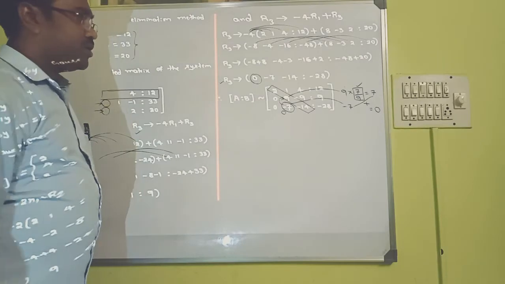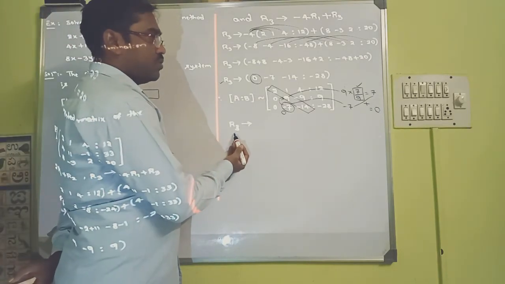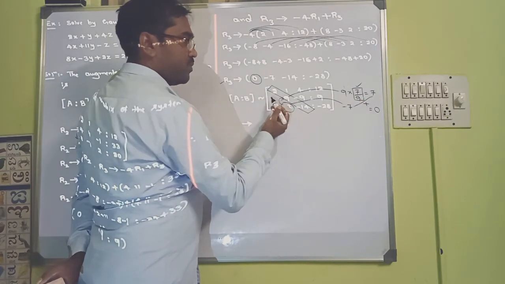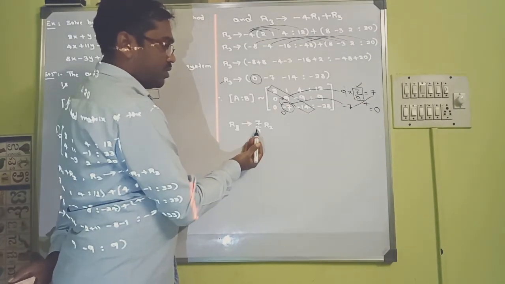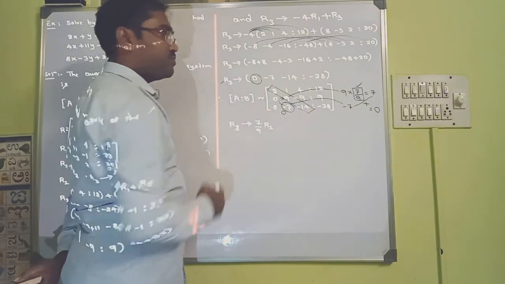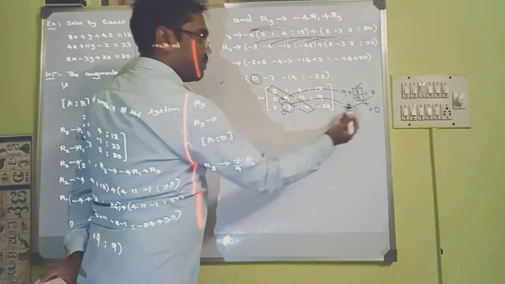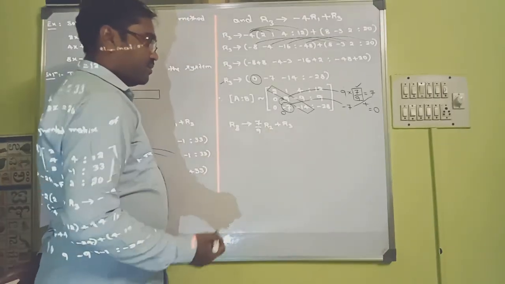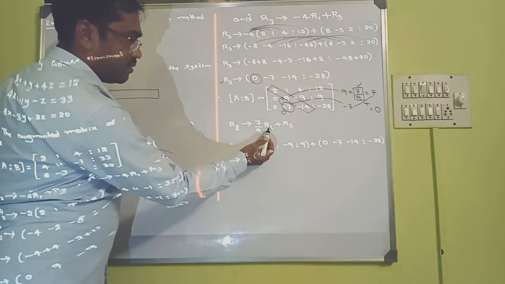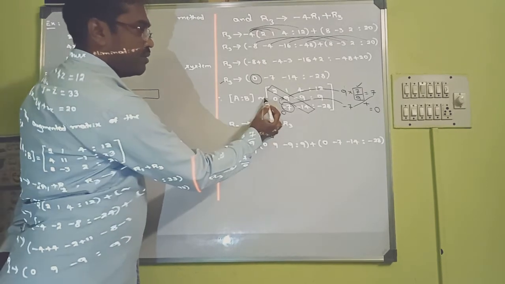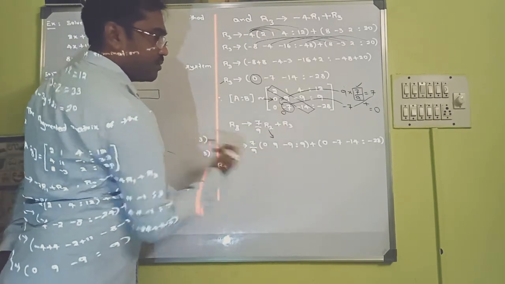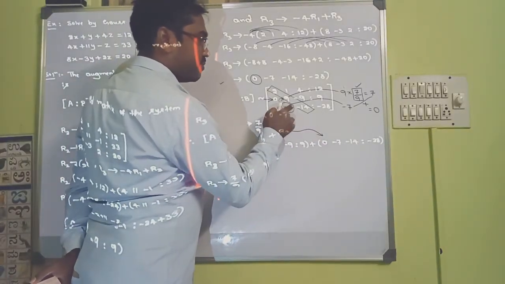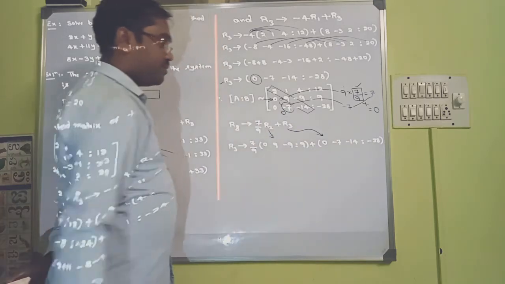So what is our operation? R3 changes to 7 by 9 times R2, plus R3. Let us simplify this. 7 by 9, R2 I have written, this R2 I have taken here, plus R3. This R3 I have taken. This R3 I have taken here.